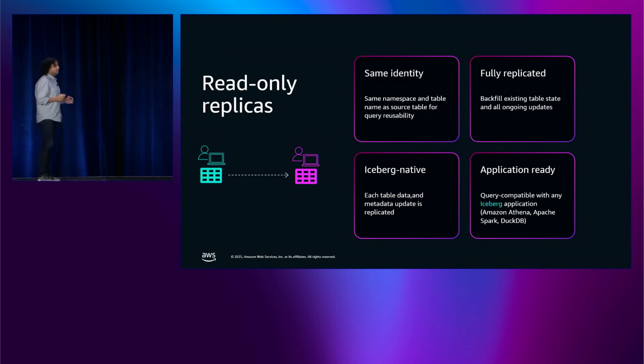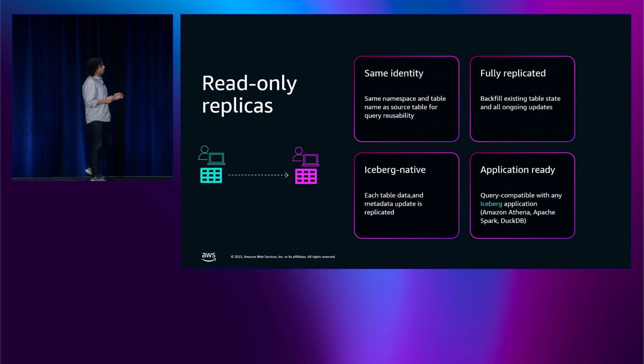Second, we take care of replicating everything the moment you tell us that you need to replicate a particular table. What I mean by that is we backfill all the current snapshots that are in your Iceberg table, and we also make sure that we take care of any ongoing updates that are happening on your table once you turn on replication. Third, we understand Iceberg data and metadata natively, and we understand each part of the Iceberg spec. So what that means is when you evolve a schema or when you have any other changes to your metadata as well, all of that gets propagated in the right way to your replicas.